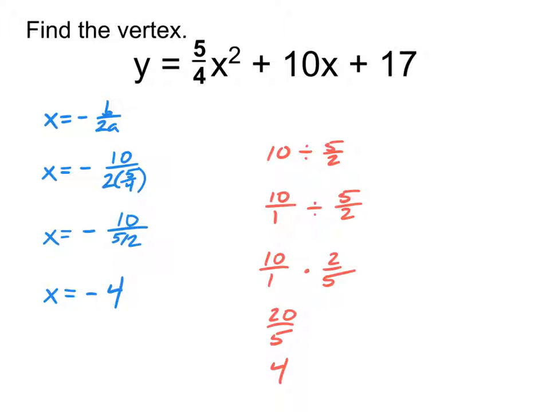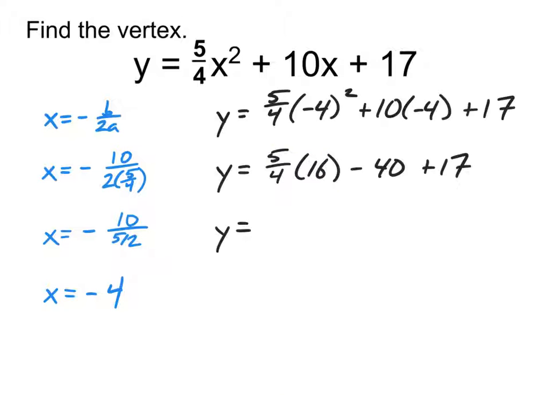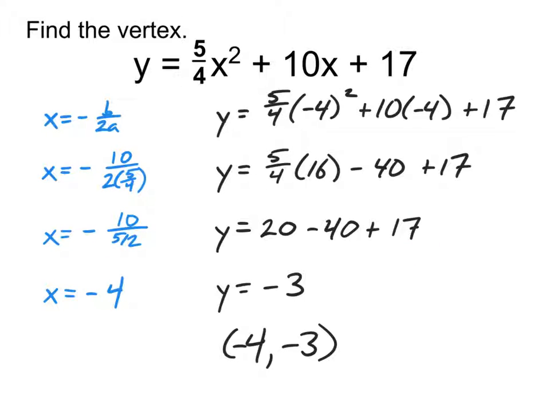Now that you got your x, find your y coordinate. All right, when all is said and done, you should then end up with the coordinates of (-4, -3) for your vertex.